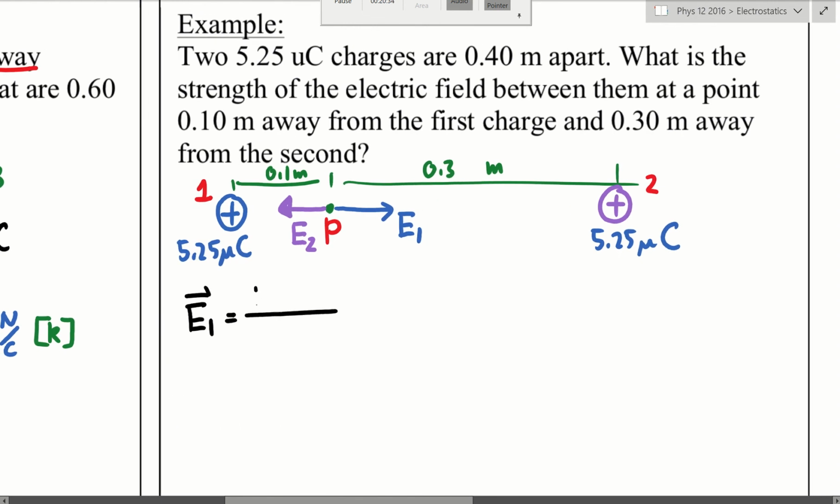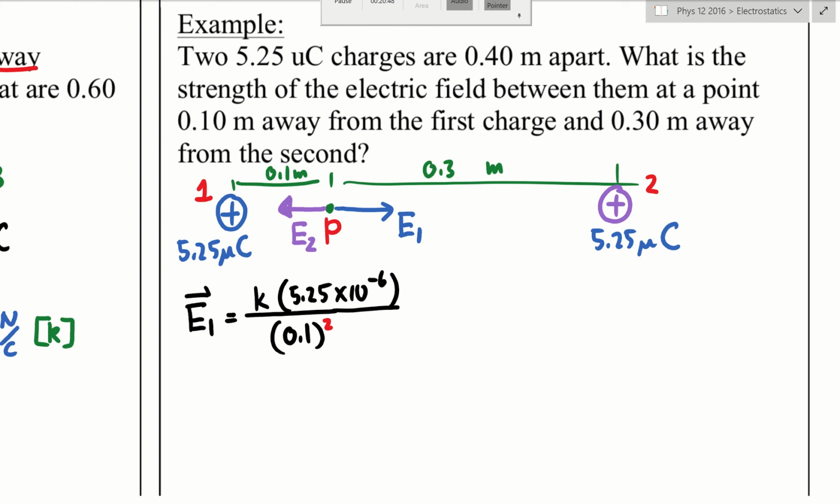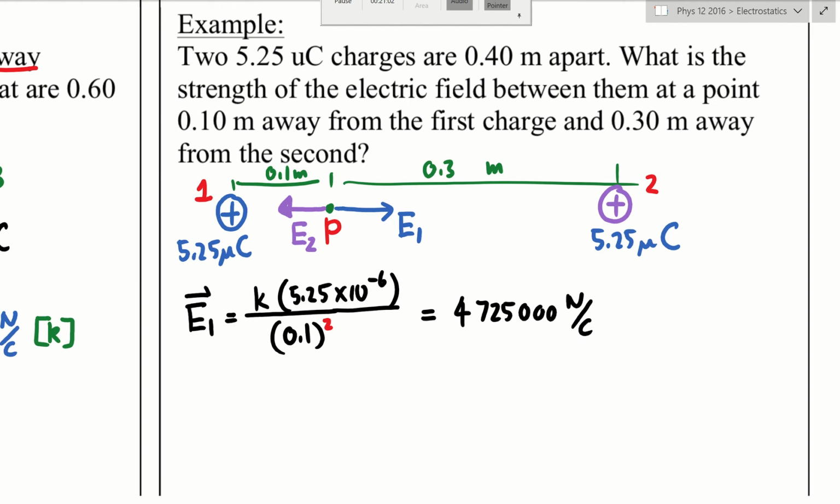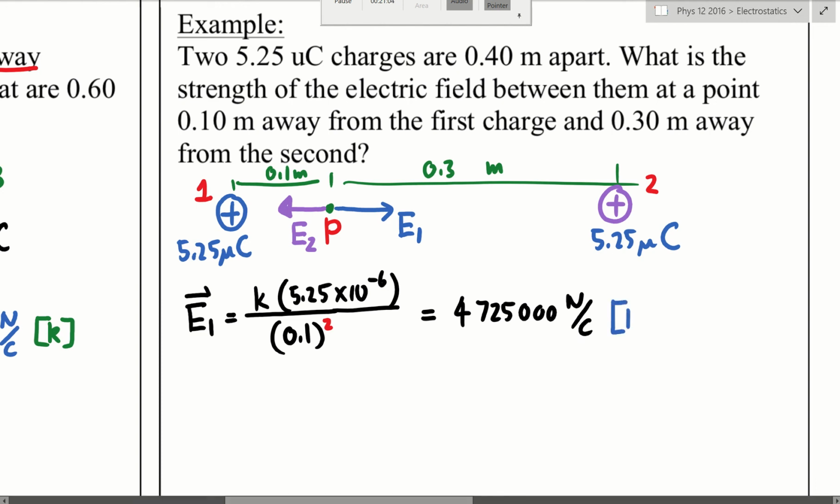E1 is going to be K, Q1, which is 5.25 times 10 to the negative 6, and you have to divide by the distance, which is 0.1 meter, and you need to remember to square it. Now, that will give you a number, right? This number turns out to be, I think, 4,725,000 Newton per Coulomb. And which direction does that go? Right hand side, right? It's going to the right hand side.